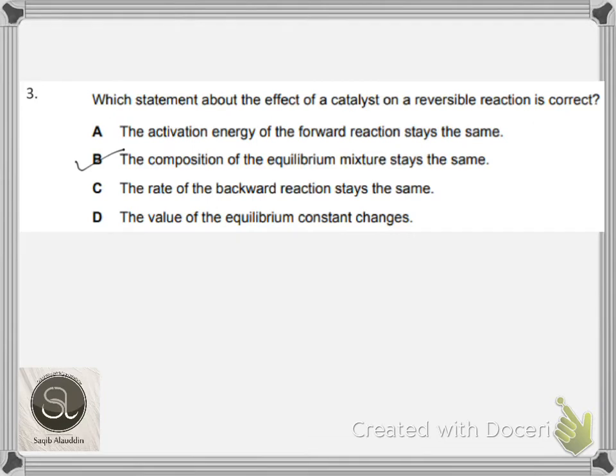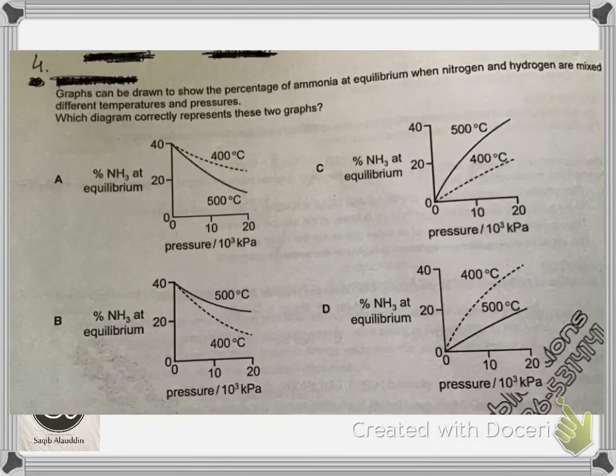Rate of backward reaction may also increase. And the value of equilibrium constant changes, that's absolutely wrong. No, the value of equilibrium constant remains unchanged when you add a catalyst. So answer is B.